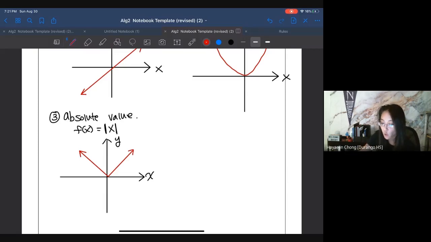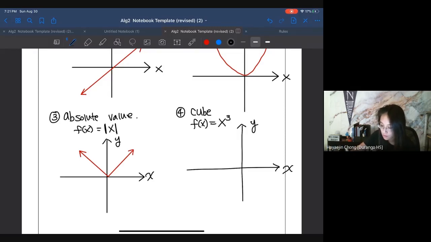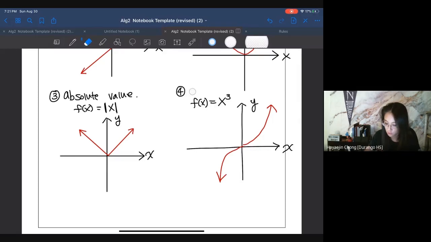And then we have something called cube. I just want you to recognize this graph. We don't have to memorize, we don't have to solve it. So cube, we have x to the third power. It's called x cube. So this one looks like something crazy. Like that, okay? I just want you to recognize these functions. So cubic functions. Let's say cubic, not cube.